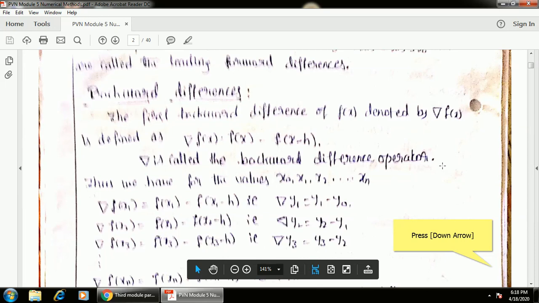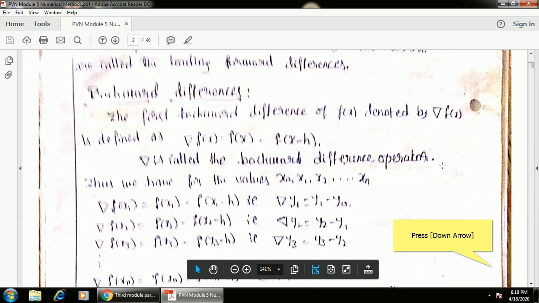Now, for the above values of x and y, the first order backward differences are as follows. First order backward difference of the function at x1. Actually, forward difference started with x0, backward difference starts with x1. First order backward difference of the function at x1 is nabla of f of x1, and it is defined as f of x1 minus f of x1 minus h. F of x1 is y1, x1 minus h is x0, f of x0 is y0, so y1 minus y0. In the case of forward difference, y1 minus y0 is known as the first order forward difference of the function at y0. This is nothing but the first order backward difference of the function at y1.